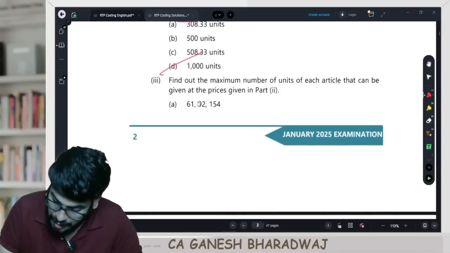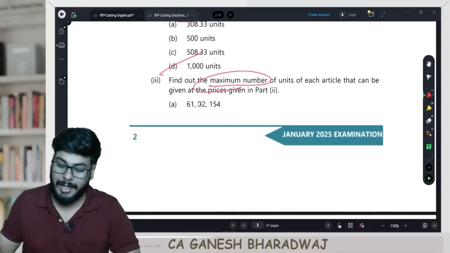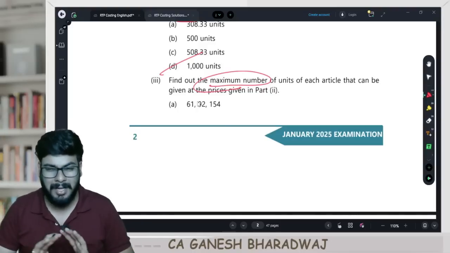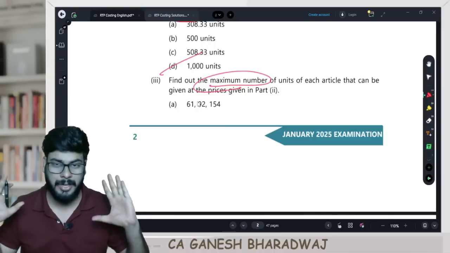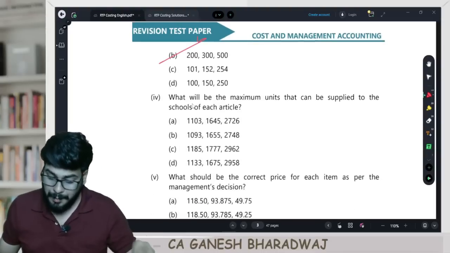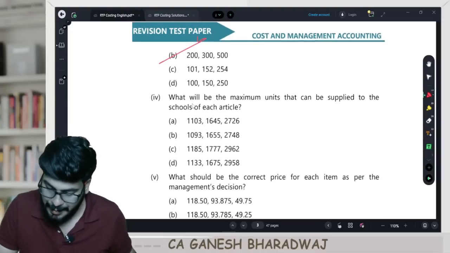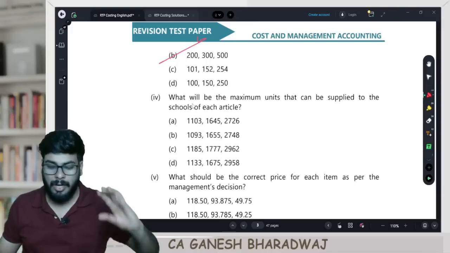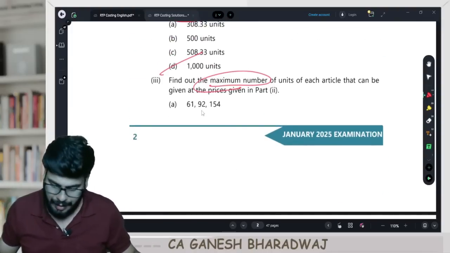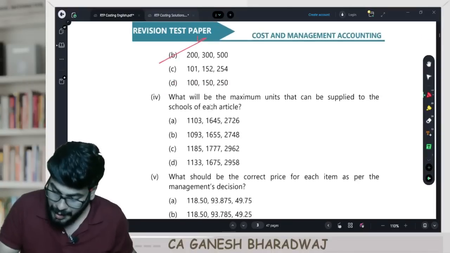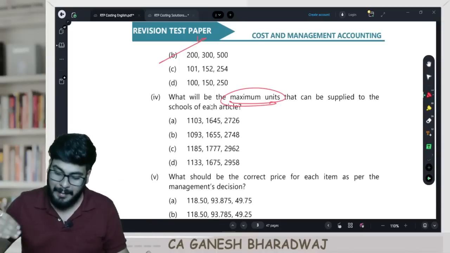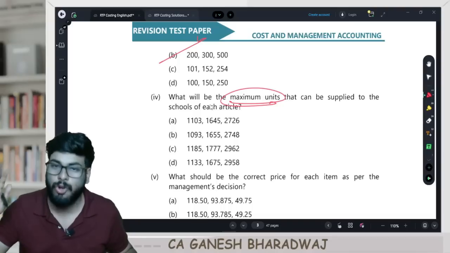Find out the maximum number of units of each article that can be given at the price given in part 2. It's an extension basically of the second part. Are you clear with this, guys? Very, very simple and straightforward here. Fine. The next one. What will be the maximum units that can be supplied to the schools of each article? Now, forget the selling price and all these things. What will be the maximum units that I can sell, that can be supplied to the school of each article?